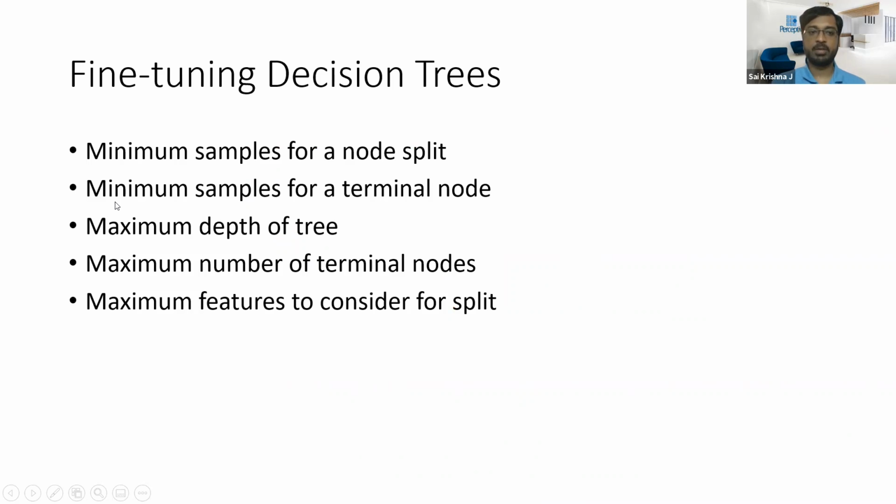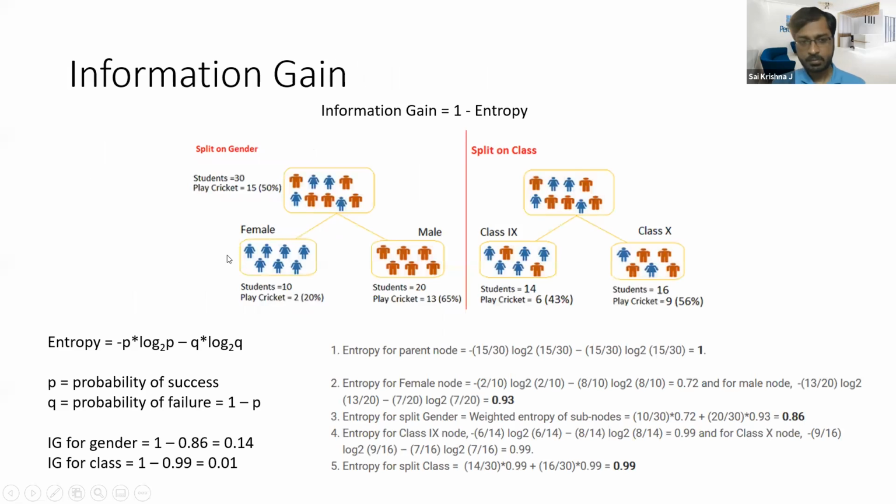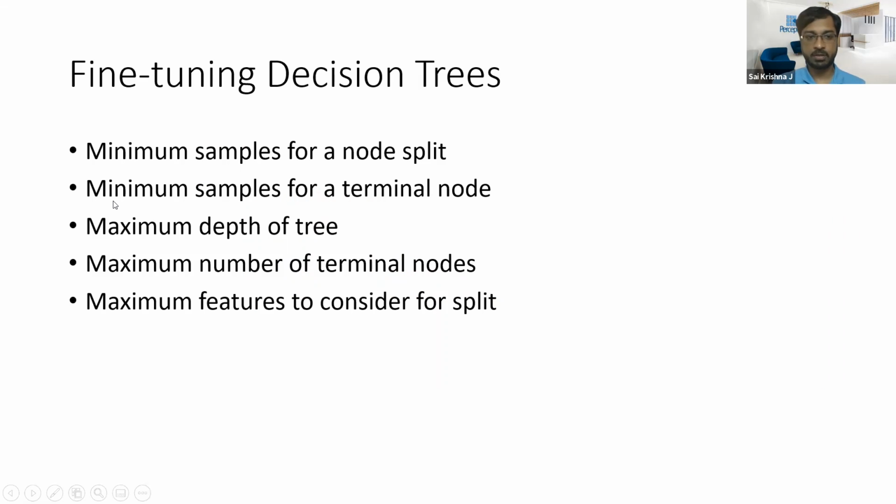Okay. And then minimum number of samples for a terminal node. Okay. So that is nothing but, again, you could get to a point where there is only 1 female and rest of them are males, or 1 male and remaining everyone is female. So that kind of a split will not be very accurate. Okay. So that is one more criteria that you specify, minimum samples for a terminal node.